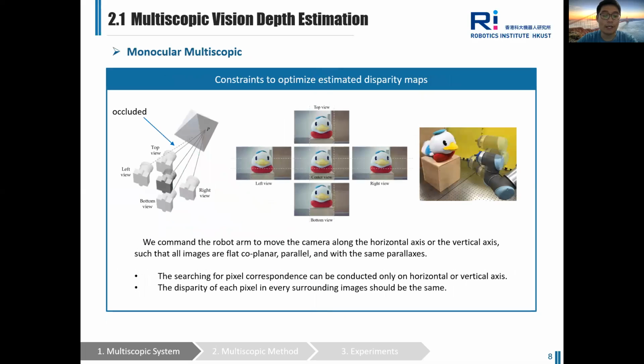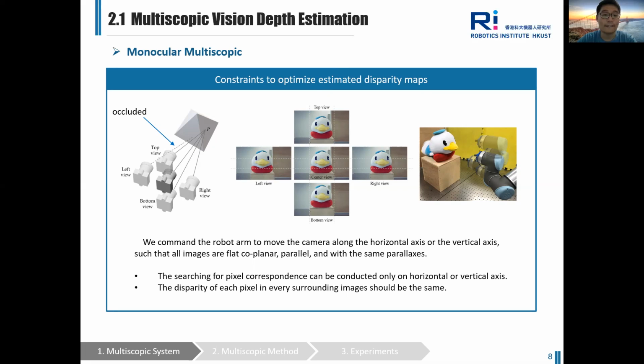With this idea, we command the robot arm to move the camera along the horizontal axis or the vertical axis, such that all images are flat, coplanar, parallel, and with the same parallaxes. Thus, the searching for pixel correspondence can be conducted only on horizontal or vertical axes. And the disparity for each pixel in every surrounding image should be the same. Also, the occlusion problem, which troubles stereo vision for a long time, is no longer a problem, because the point invisible to one view can be perceived by other views now.